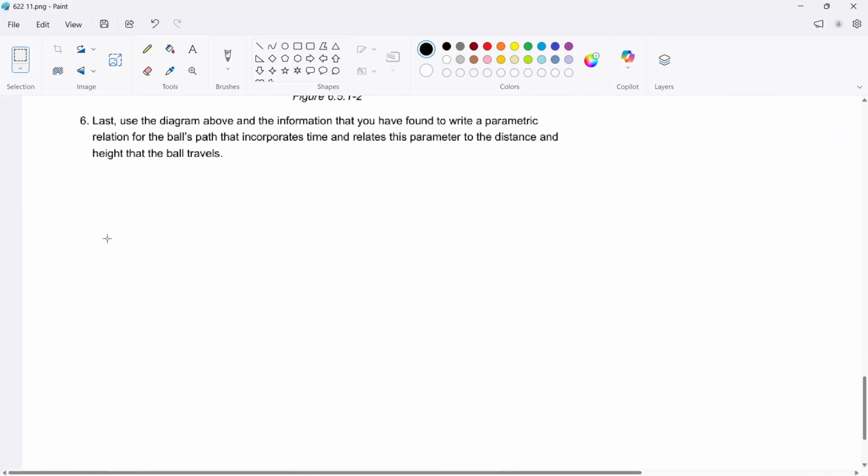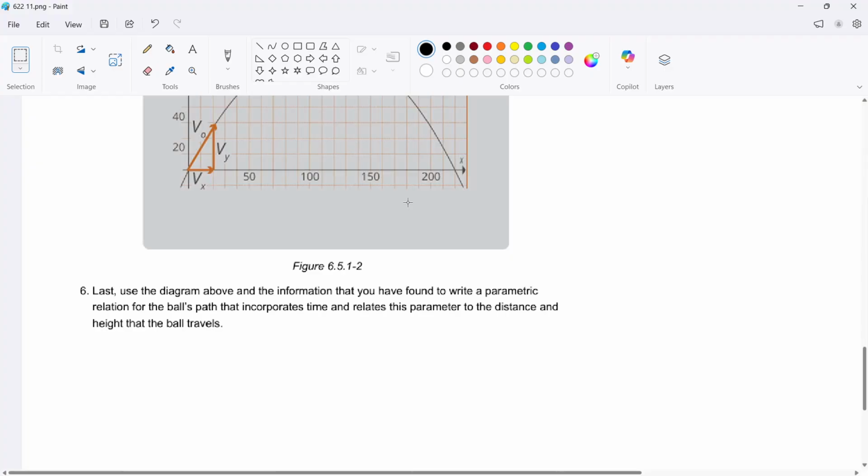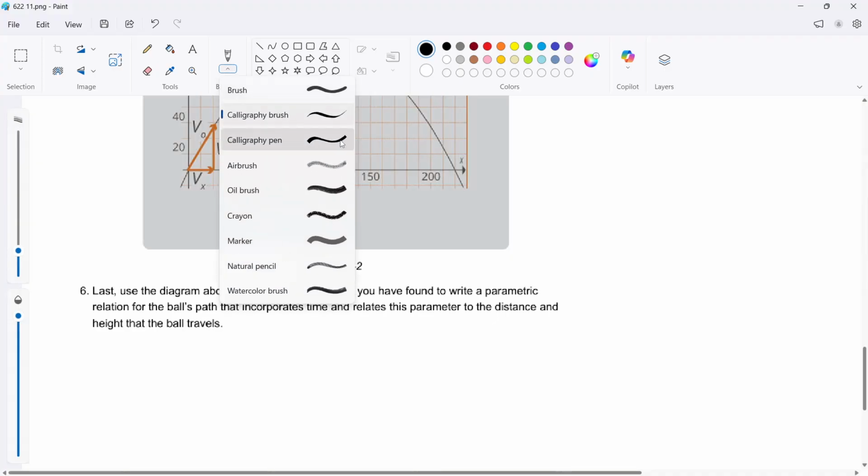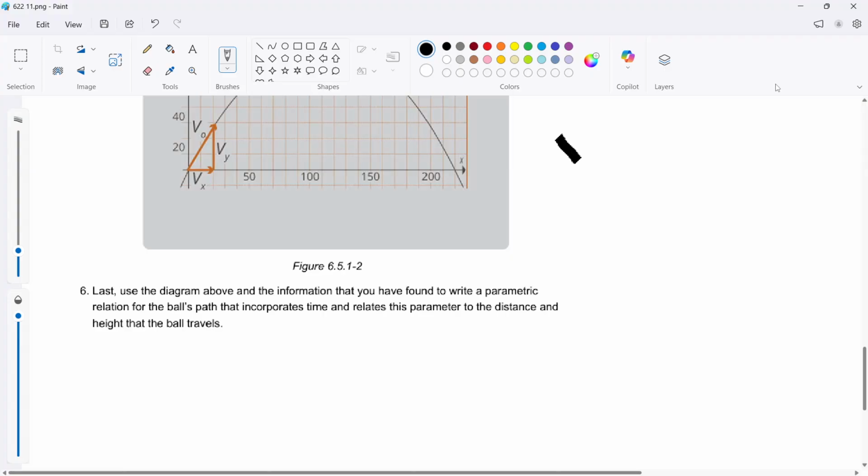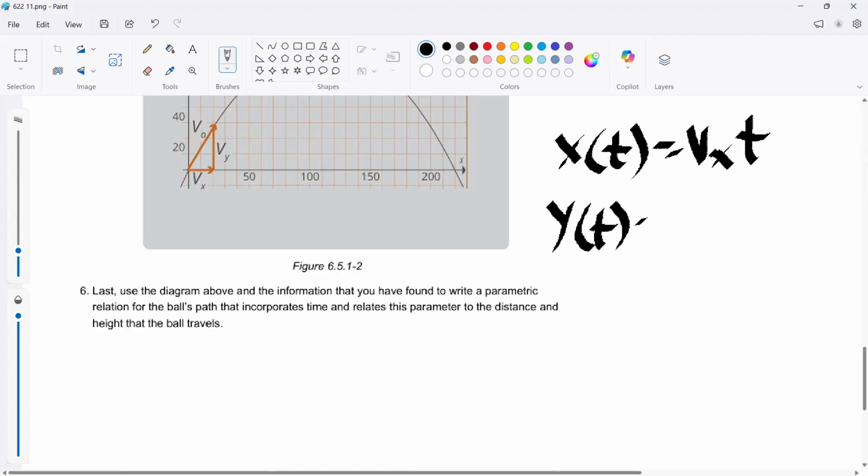I'm going to zoom. Mr. Camera, zoom. All right, it says, last, use the diagram above and the information that you have found to write a parametric relation. So I'm going to have two elements of the parametric relation. It's going to be x of t equals the velocity with regard to x times t. And y of t is going to equal negative 1/2 g t squared. g, the force of gravity in feet, is 32 feet per second squared. So negative 1/2 of 32 is negative 16 t squared.